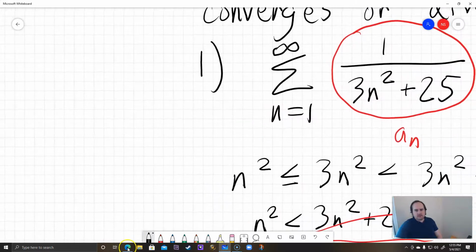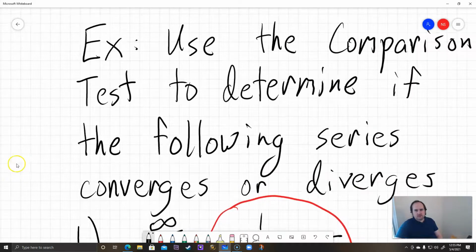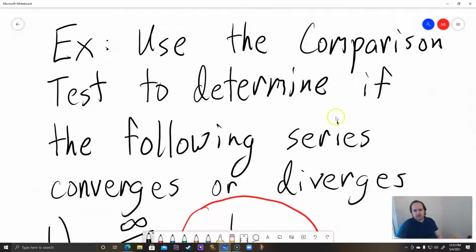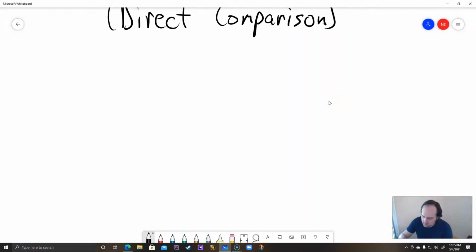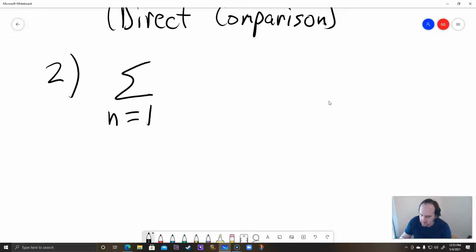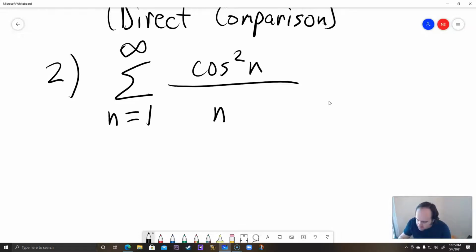Okay, so that one we just did was example number 1. And we still have these instructions. Use the comparison test to determine if the following series converges or diverges. And when they say comparison test, it means either the direct comparison or the limit comparison test. So for number 2, we have the sum from n equals 1 to infinity of cosine squared of n over n to the 9/2.